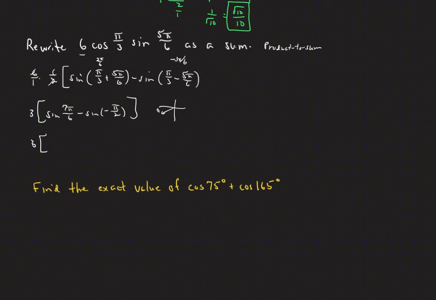Sine of pi over 6 is 1/2. In quadrant 3, that's going to be a negative 1/2. Now a negative we can pass through and make that a plus. Now we just have the sine of pi over 2. And the sine of pi over 2, that's right up here, is going to be a 1. So negative 1/2 plus 1 is a positive 1/2. 3 times 1/2 is 3/2.